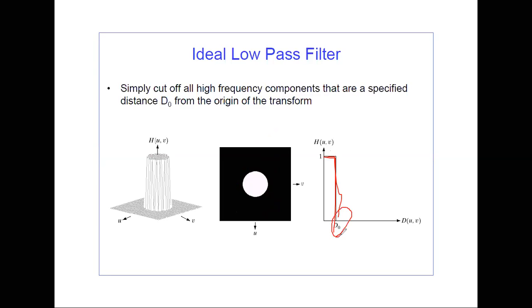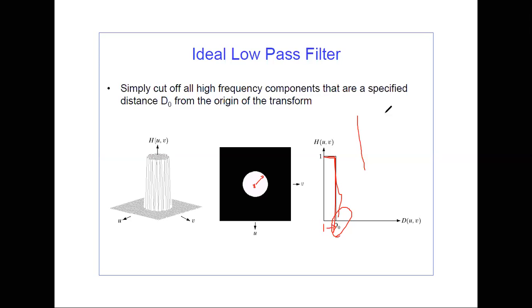Below the radius, from the center, 10 pixels on all the sides. Pick all 10 pixels on all the sides from the center point. That's what this means. We'll call this D naught the radius, and that will be our low pass filter.